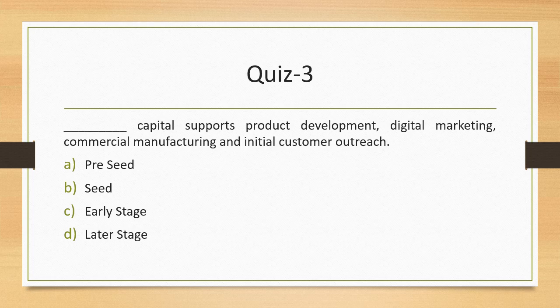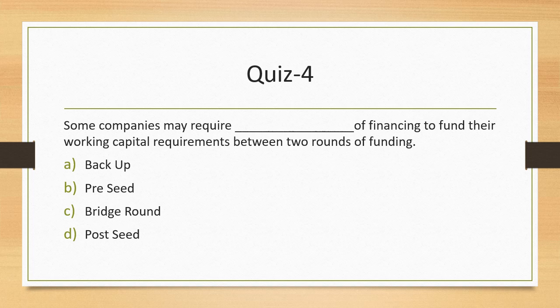Dash dash dash capital supports product development, digital marketing, commercial manufacturing, and initial customer outreach. Right? So again, the same aspect. What kind of capital will be required here? So we call this kind of a capital which helps you to do the digital marketing, initial customer reach, and commercial manufacturing, is what we call as the early stage capital. So that's the capital that will be needed. All these questions are from chapter 11, so if you read chapter 11, you will be able to relate to it.